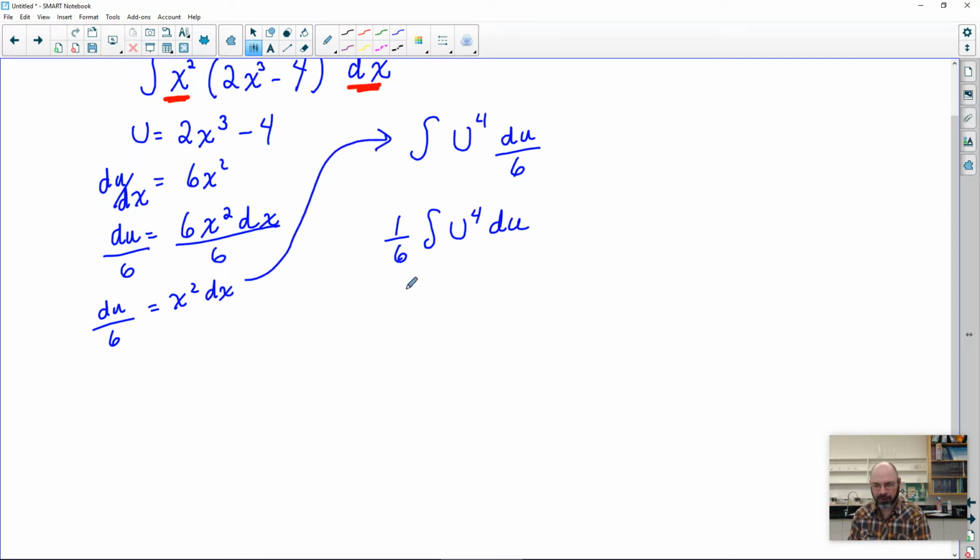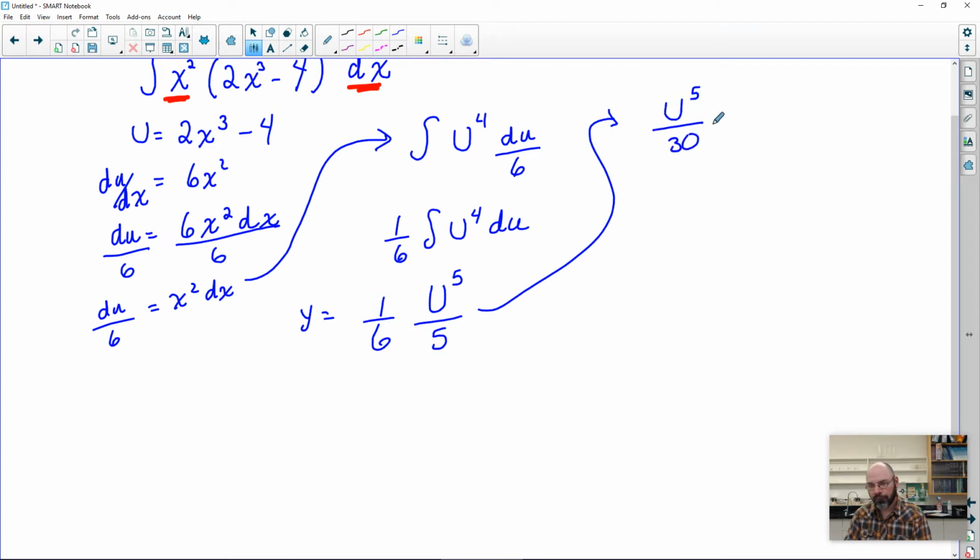Okay, so let's leave the 1/6 out front, and we've got u to the 5th over 5, and there is what y would be. If we do that, we can multiply this out. It'd be u to the 5th over 30 plus c. Okay, there's our answer in terms of u. That's not what we want. I should put the y in there, y equals, sorry.